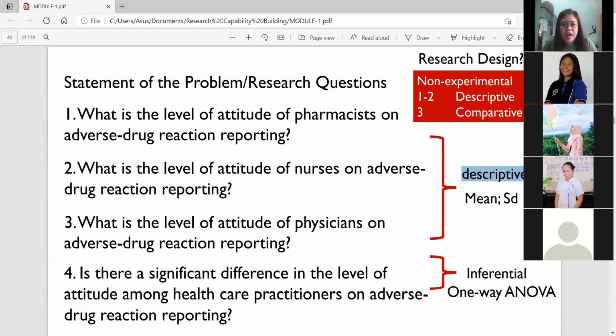Bakit comparative? Kasi sa number 4 na research question, nangutana siya, is there a significant difference in the level of attitude among the healthcare practitioners on adverse drug reaction reporting? So this is already an inferential statistic, specifically one-way ANOVA. Pag one-way ANOVA class, you are just comparing 3 or more groups in terms sa ilahang mean. Okay? Again, we use the one-way ANOVA if you are just comparing 3 or more groups in terms of their means.